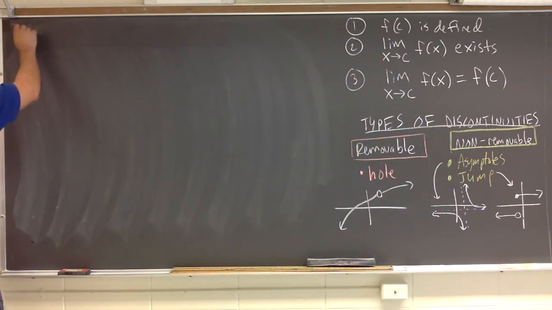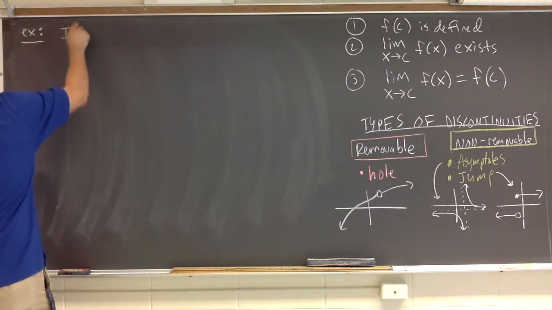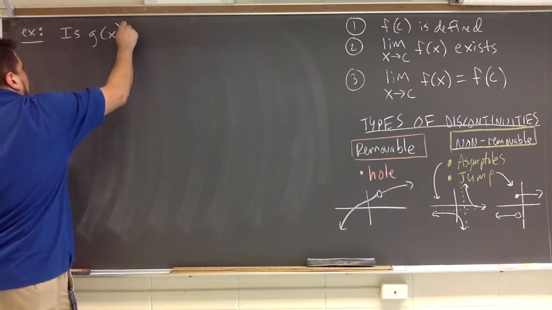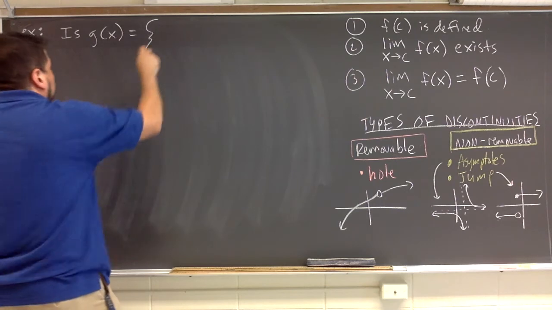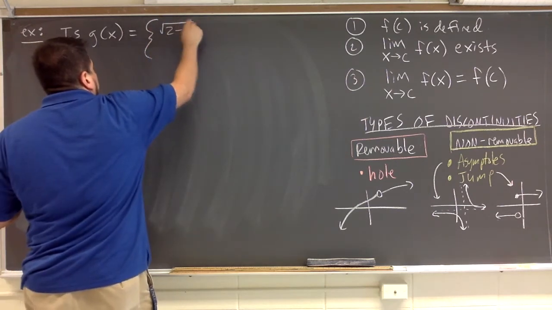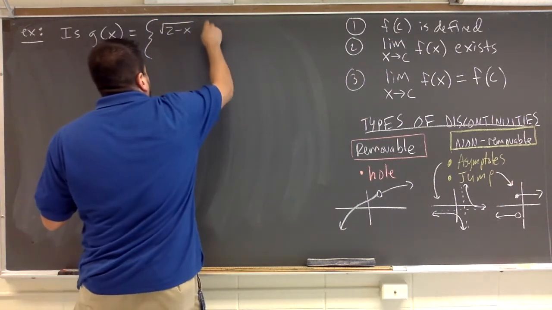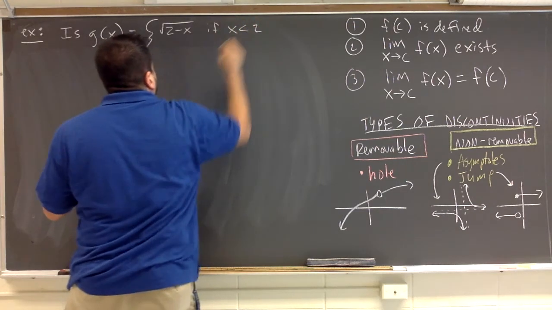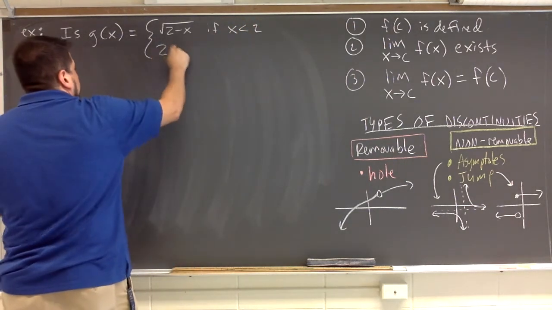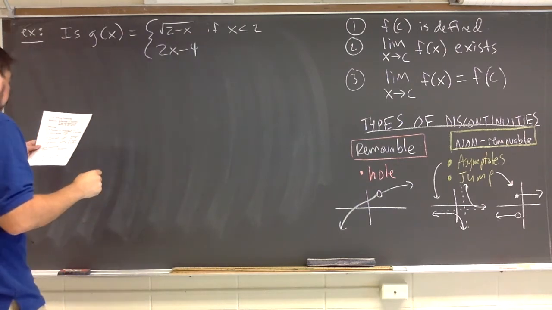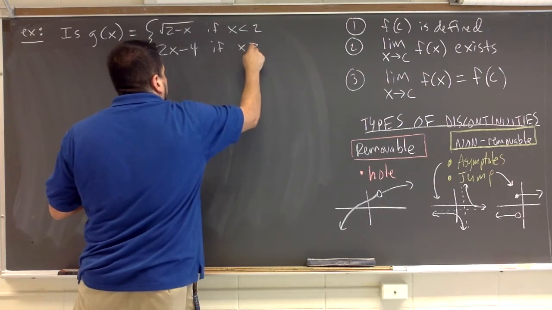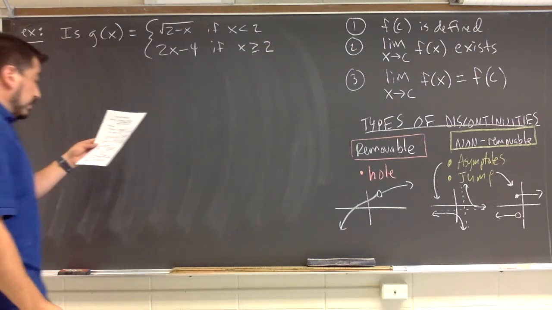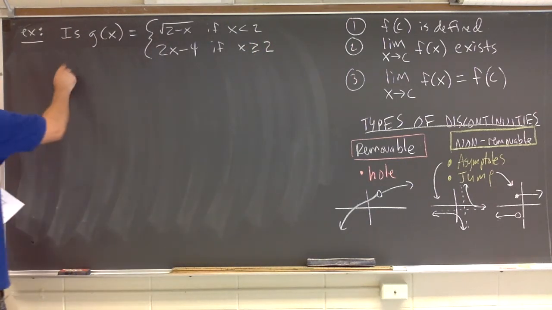So let's have this example here. Is g of x equal to the piecewise function, the square root of 2 minus x if x is less than 2, and the second piece is 2x minus 4 if x is greater than or equal to 2, continuous?